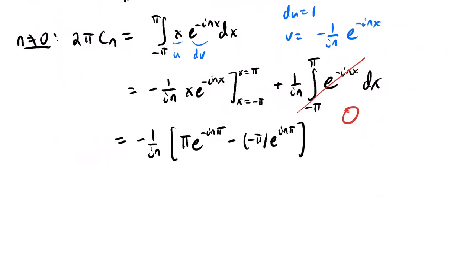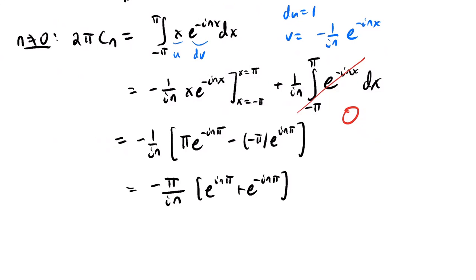Right? The two minus signs cancel, so I end up with a positive pi, which I can factor out. So I get minus pi over in, and then I have e to the in pi plus e to the minus in pi.